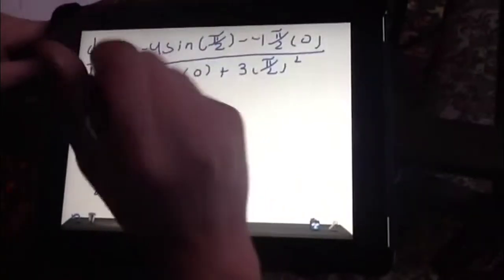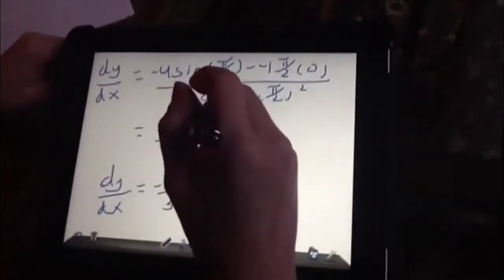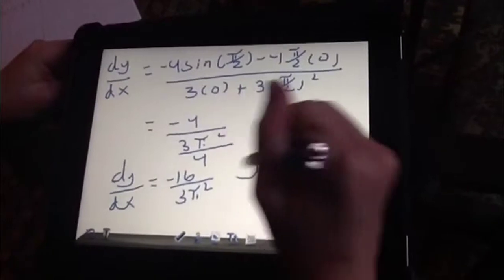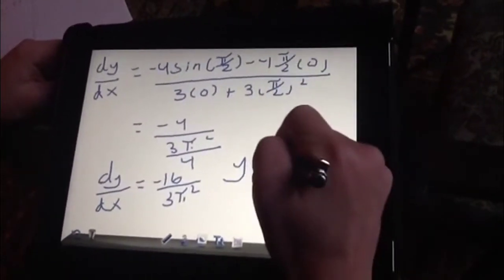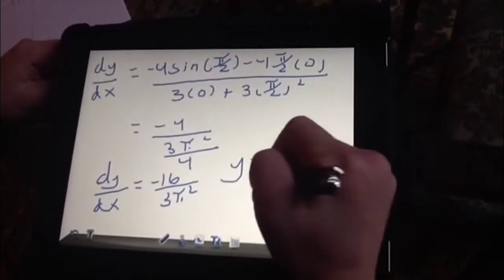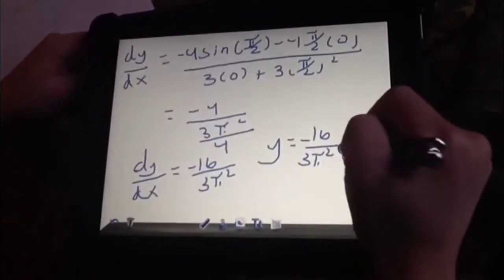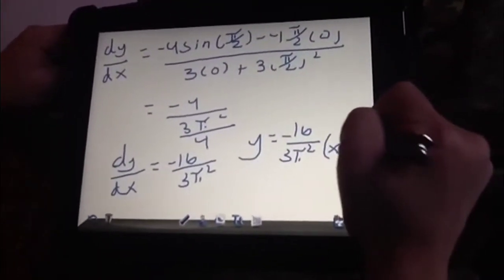So that is our tangent or slope of the tangent line. So then to write the tangent line, y is going to equal negative 16 over 3 pi squared times x minus pi over 2.